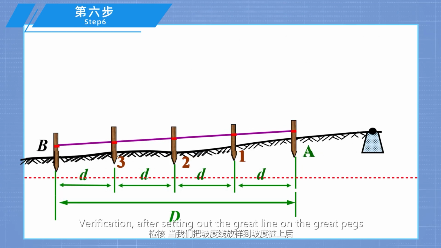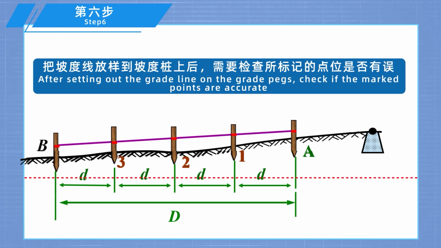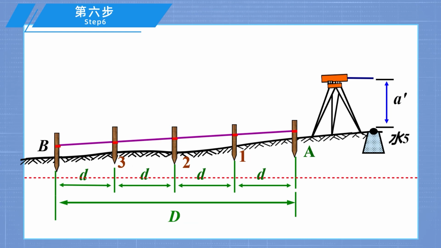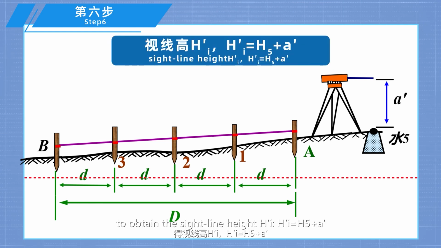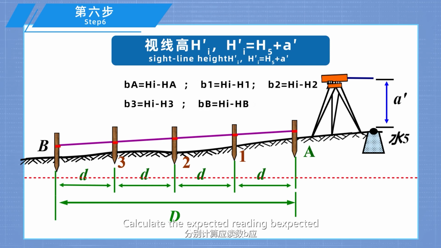Step 6. Verification. After setting out the grade line on the grade pegs, check if the marked points are accurate. Reinstall the instrument in an appropriate position between A and B, and back sight point 5. Read the back sight reading A to obtain the sightline height high equals h5 plus A. Calculate the expected reading. Expected.